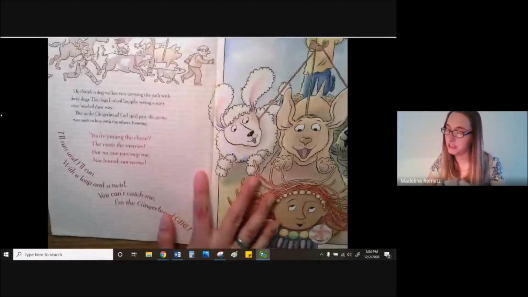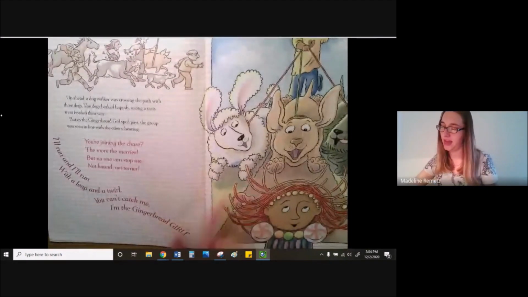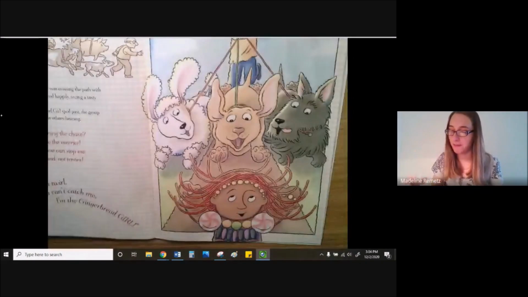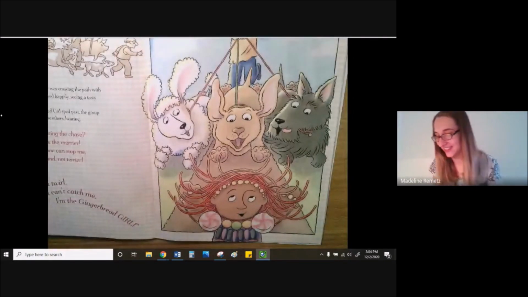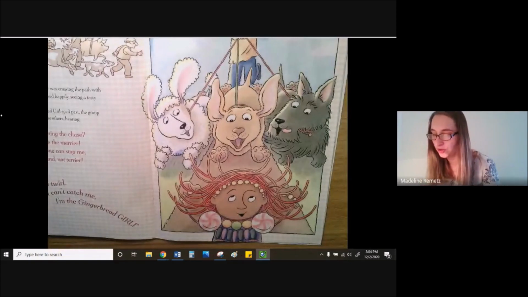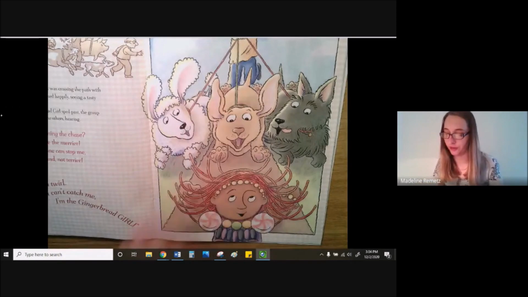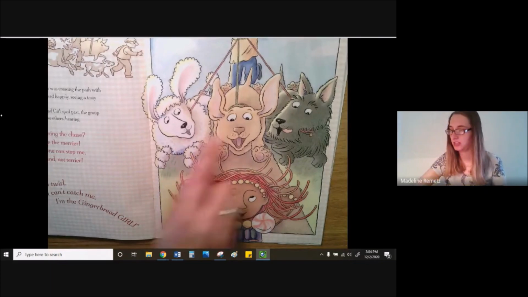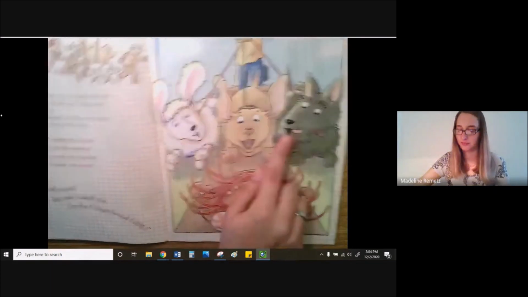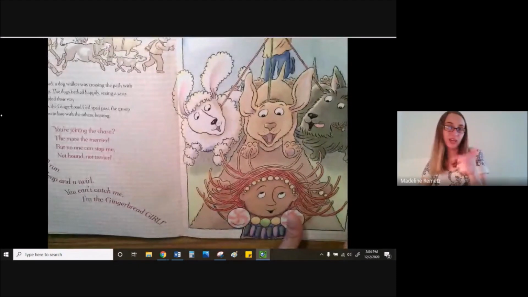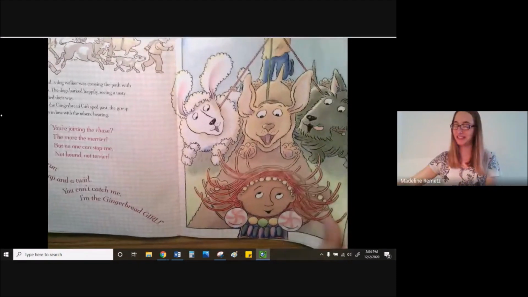Up ahead, a dog walker was crossing the path with three dogs. Oh, geez. The dogs barked happily, seeing a tasty treat headed their way. But as the gingerbread girl sped past, the group was soon in line with the others, hearing, "You're joining the chase, the more the merrier, but no one can stop me, not hound, not terrier." That's a type of dog. "I'll run and I'll run with a leap and a twirl. You can't catch me, I'm the gingerbread girl."